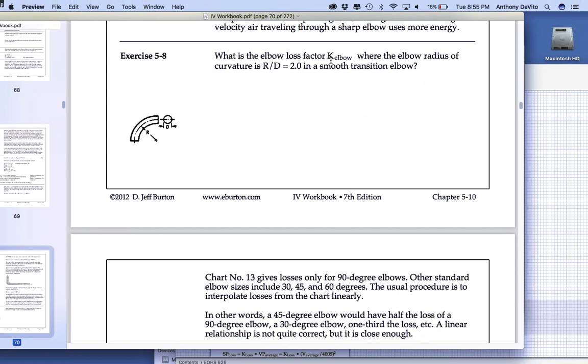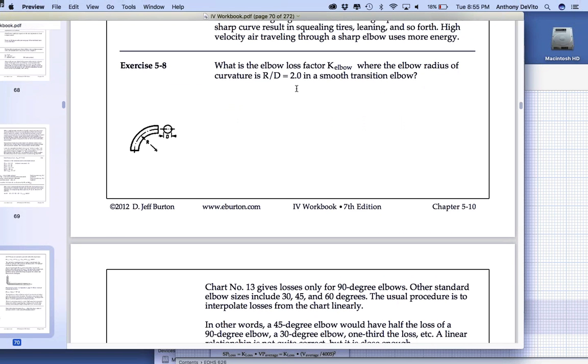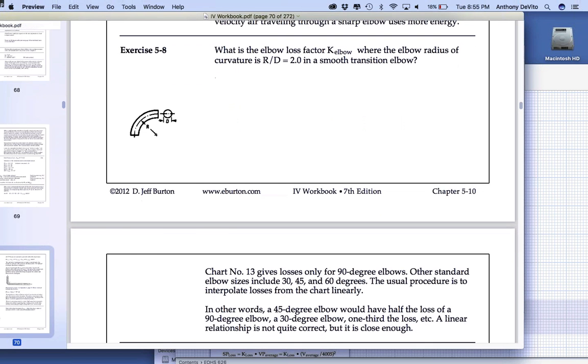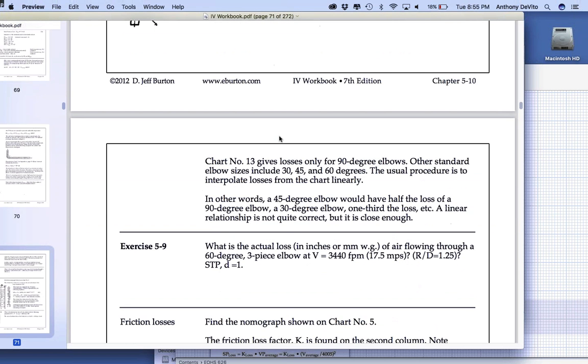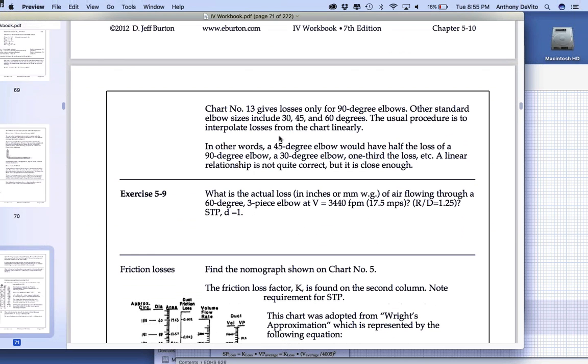Okay, what's the elbow loss K factor for a radius of curvature of 2.0? In other words, the radius of the turn is two times the diameter. Say the ductwork is 1 foot in diameter, and the radius of the turn is 2 feet. Okay, so here you got to kind of illustrate it. So what's going to be the loss there? Well, now we're going to go to one of the tables, table number 13.